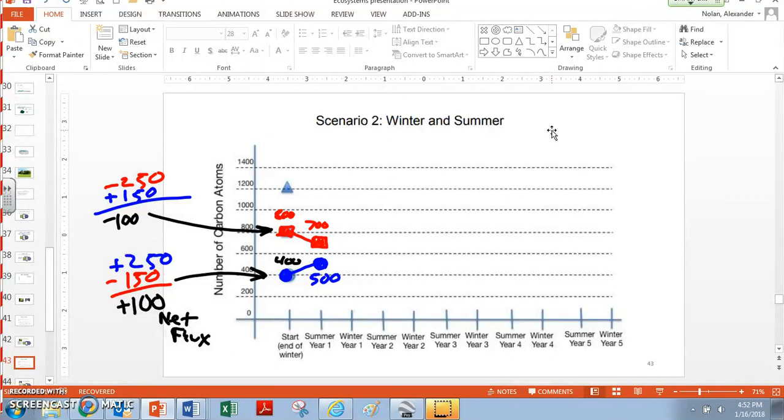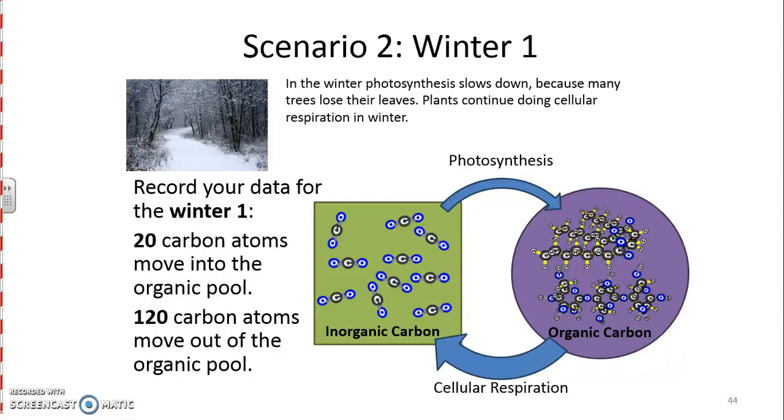And then, of course, if we were to think about our total, we're going to start at 1200 and we're going to end at 1200. So that's going to stay the same. Let's do one more season, and then that will do it for this example. So now let's think about winter. Summer has already occurred. Now let's think about winter.